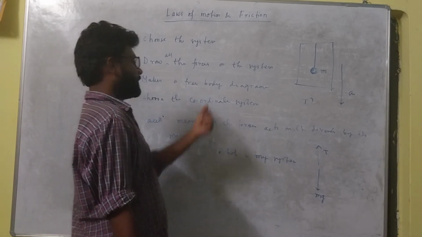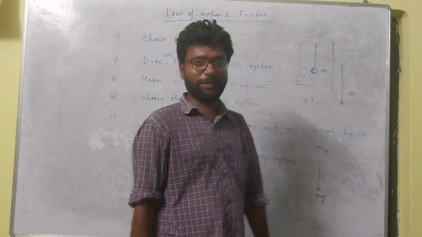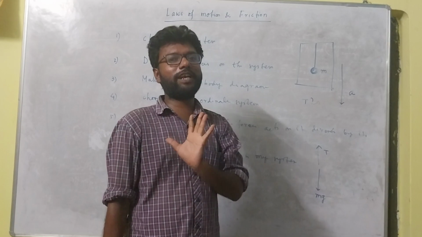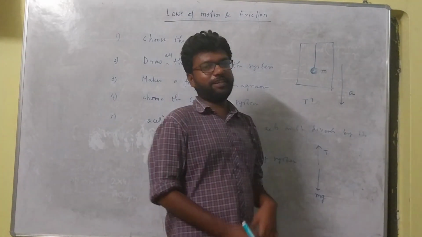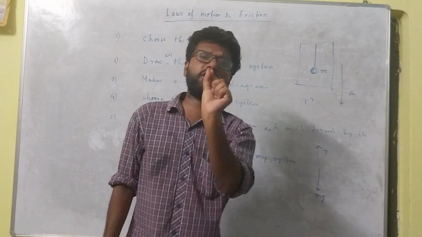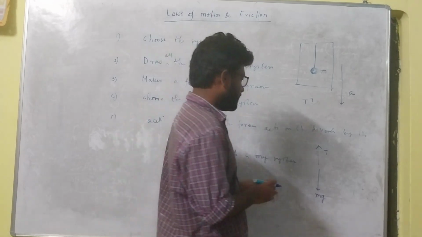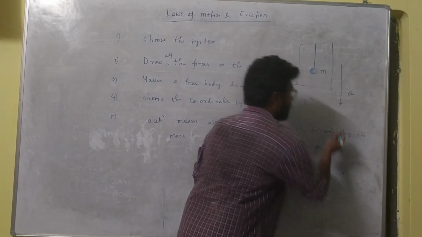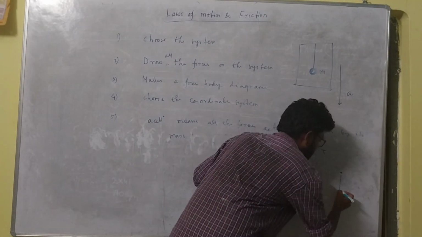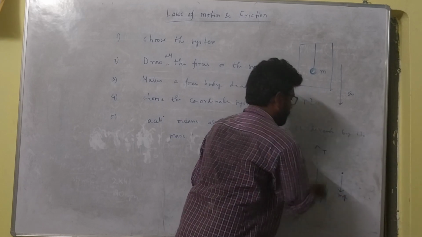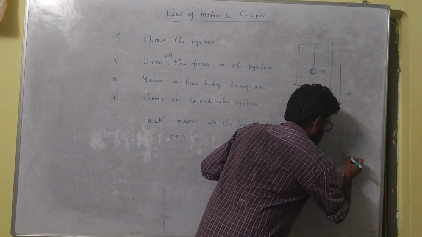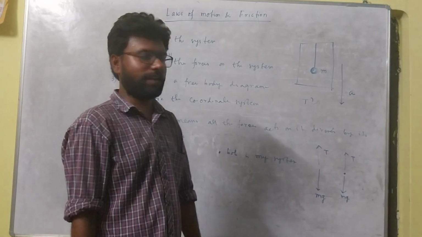Now make a free body diagram. I already drew the free body diagram here. A free body diagram means just the system actually. If you want to calculate the force on the system and the acceleration of the system, just make the system a dot. In our situation, it's the bob, just the dot. Here are the two forces: mg on it downwards and the tensional force T upwards. These are all the forces.